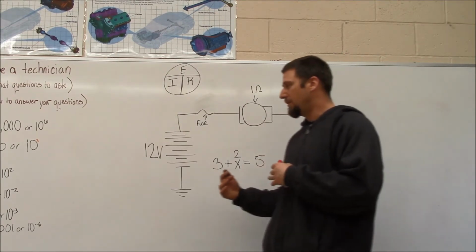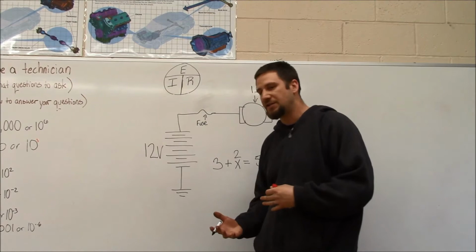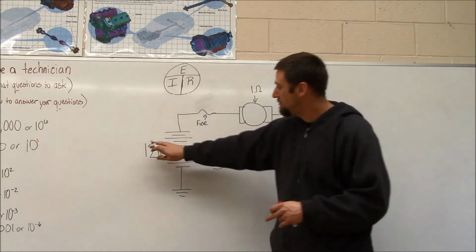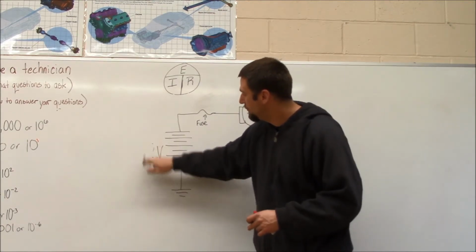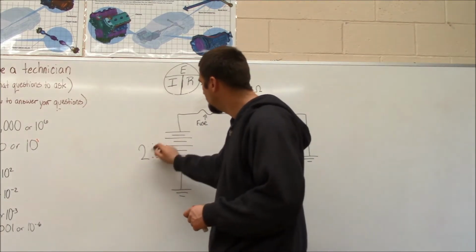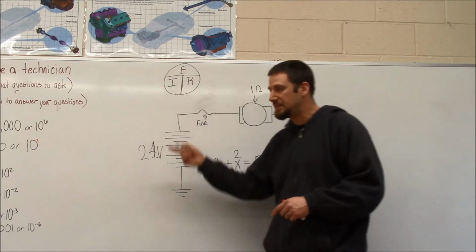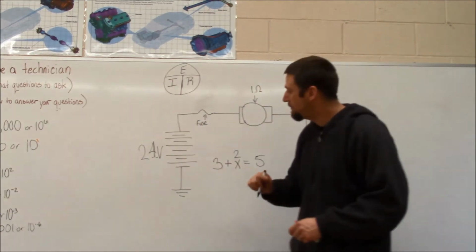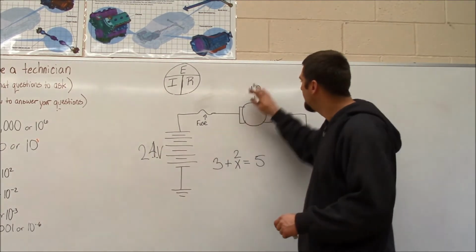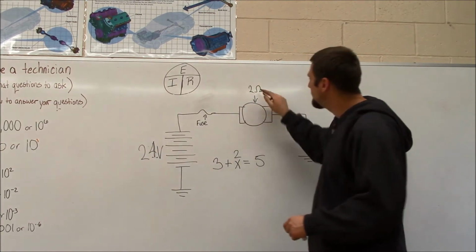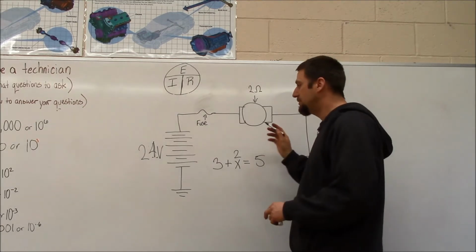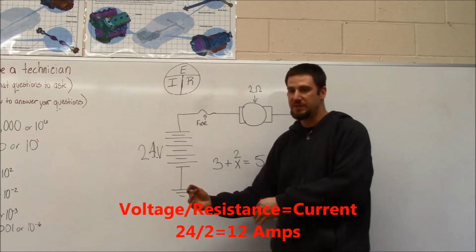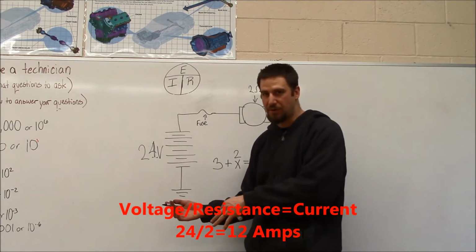The other part of this is as voltage or pressure increases, so does current. So if I change my battery voltage from 12 volts to 24, and that's not easy to do, you're going to need a second battery and wire them in series. But if I change my battery voltage to 24 volts, and I keep my resistance at 2 ohms, the same is true. 24 volts divided by 2 ohms of resistance equals 12 amps of current.